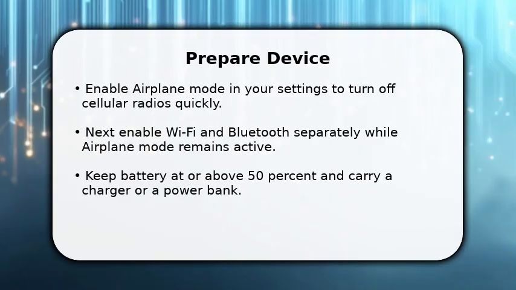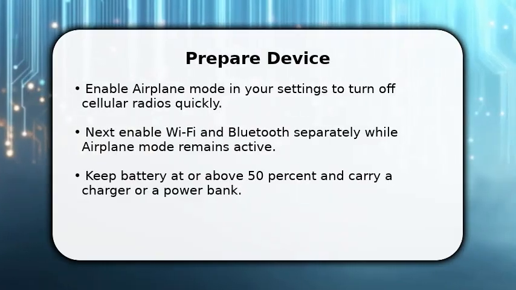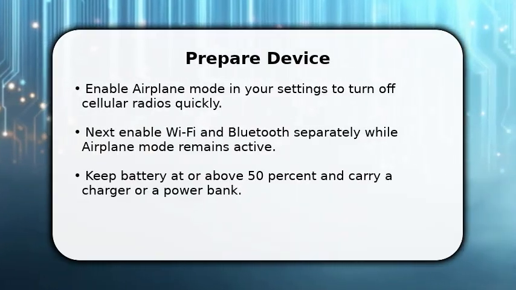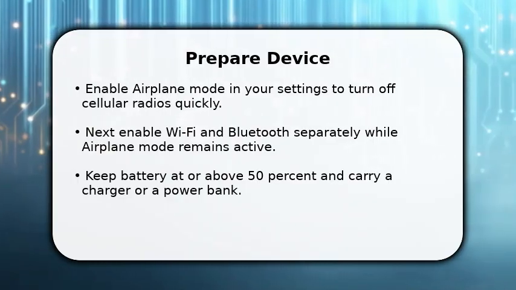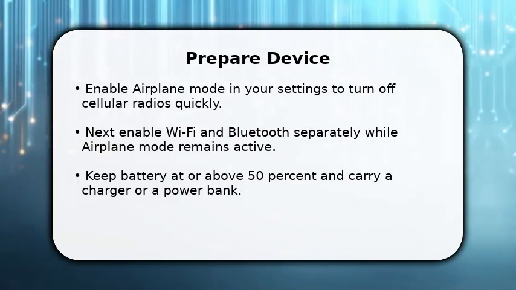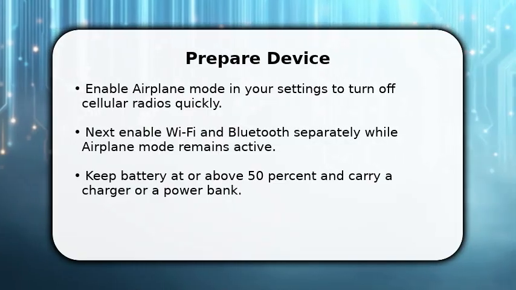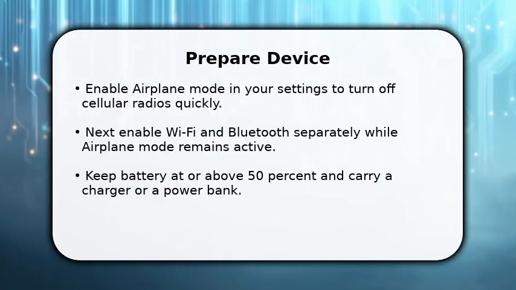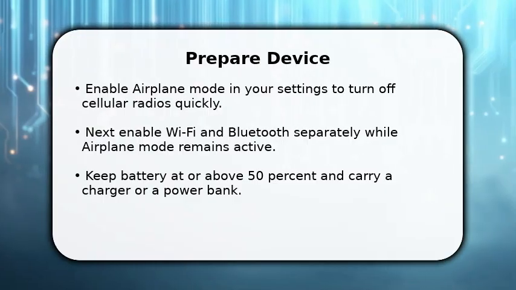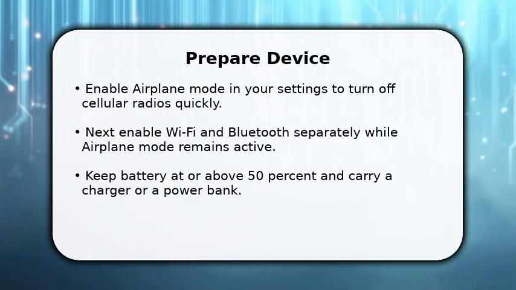Start by updating your phone and carrier settings before boarding the plane today. Enable airplane mode in your settings to turn off cellular radios quickly. Next, enable Wi-Fi and Bluetooth separately while airplane mode remains active. Connect to the aircraft Wi-Fi network if the airline offers onboard internet service.